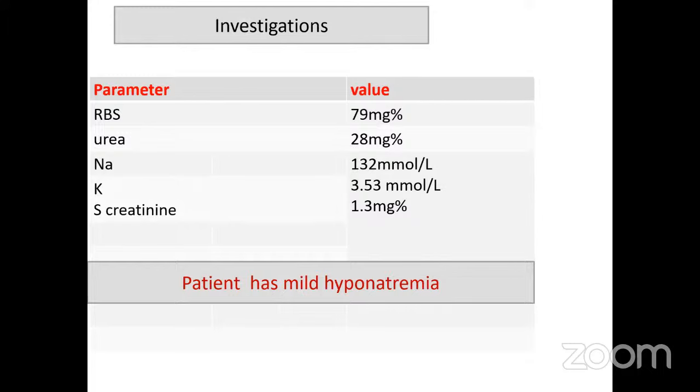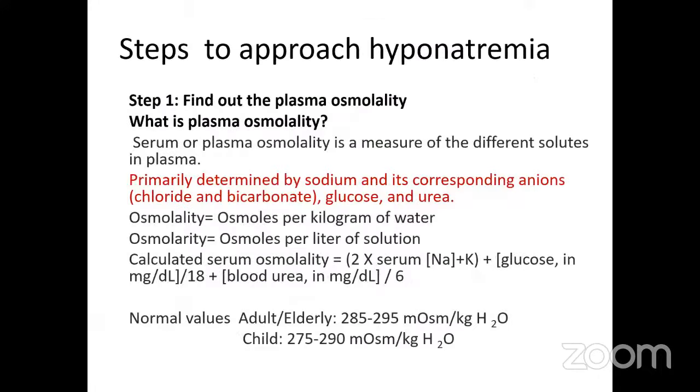So the basic investigations were done. His blood sugar was 79, urea was 28, sodium was 132, potassium was 3.53, and creatinine was 1.3. So the basic abnormality you can make out from this is a mild hyponatremia with a stable GFR calculated to 151 ml per minute. So what is the first step in this?